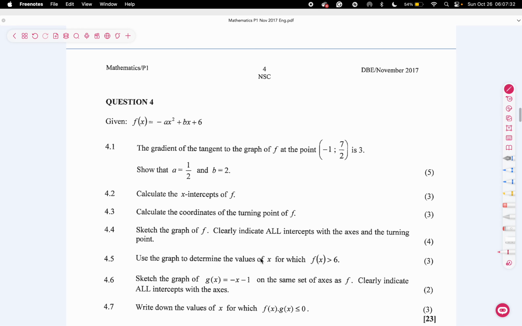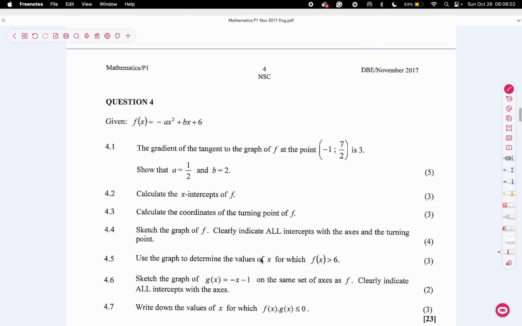And then on this video, we'll be doing graphs, right? So on this one, we are given a quadratic graph, and the question says, given f of x is equal to negative ax squared plus bx plus 6. Then it says the gradient of the tangent to the graph of f at the point negative 1 and 7 over 2 is 3. Show that a is equal to 1 over 2 and b is equal to 2.